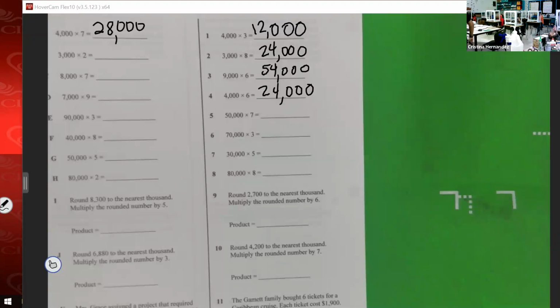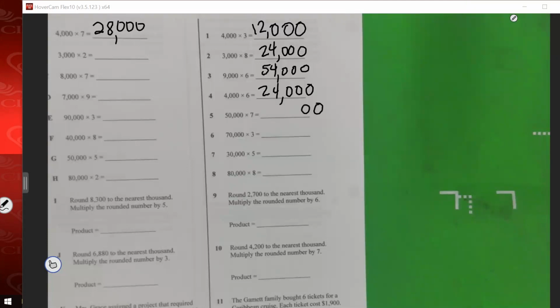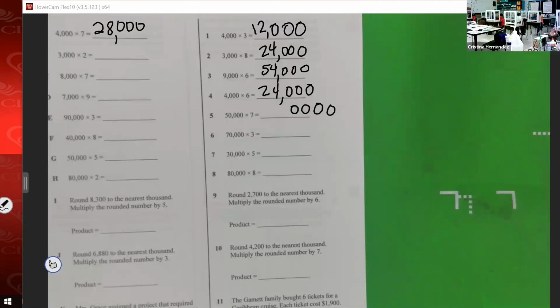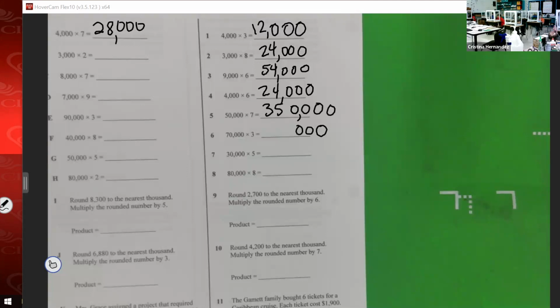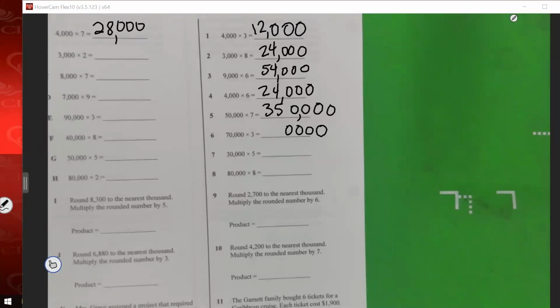How many trailing zeros on 5? 4. Wait, who's doing 5? Us or... Oh, I forgot. 4, and then 7 times 5 is what? 35. At home, how many trailing zeros on number 6? 4. A little pointer too for y'all. And then 7 times 3 is what? 21.